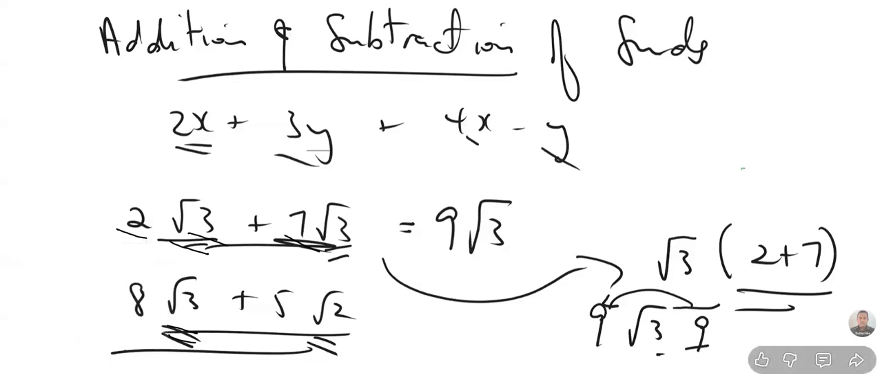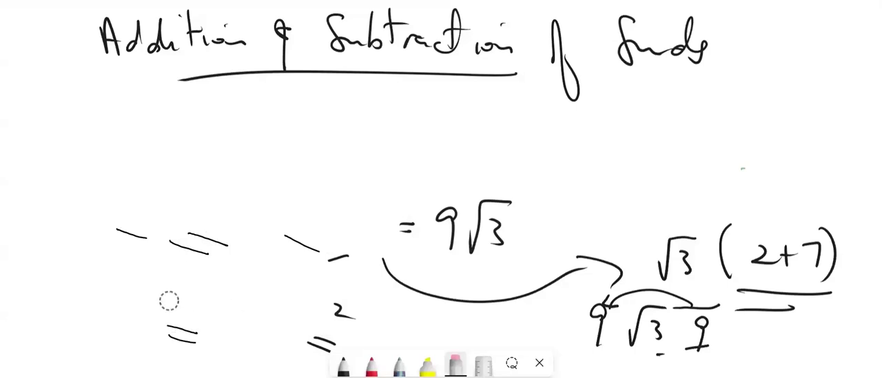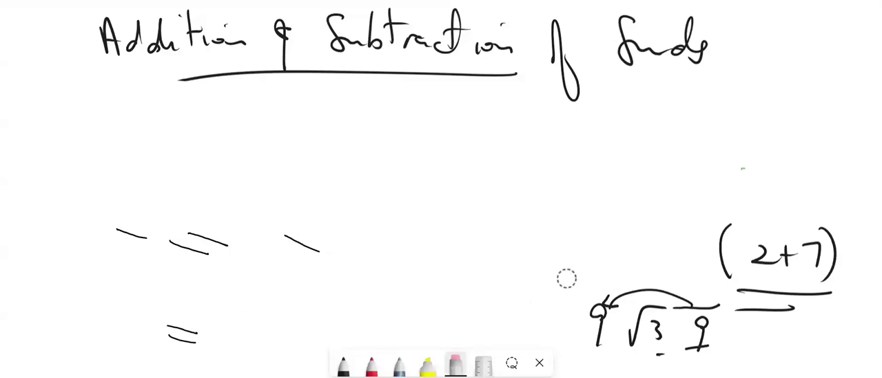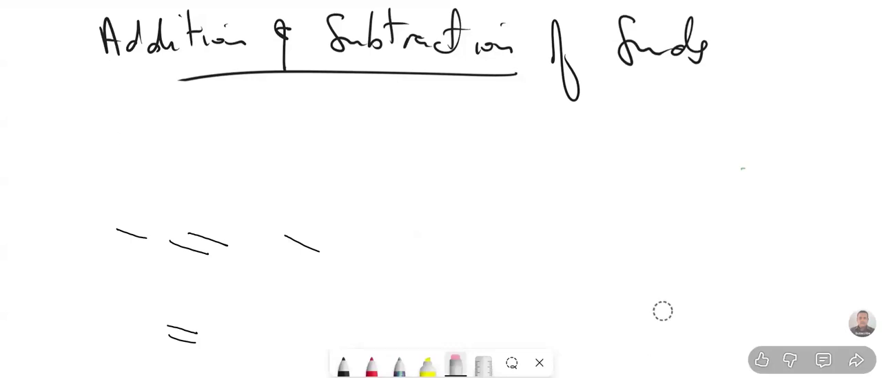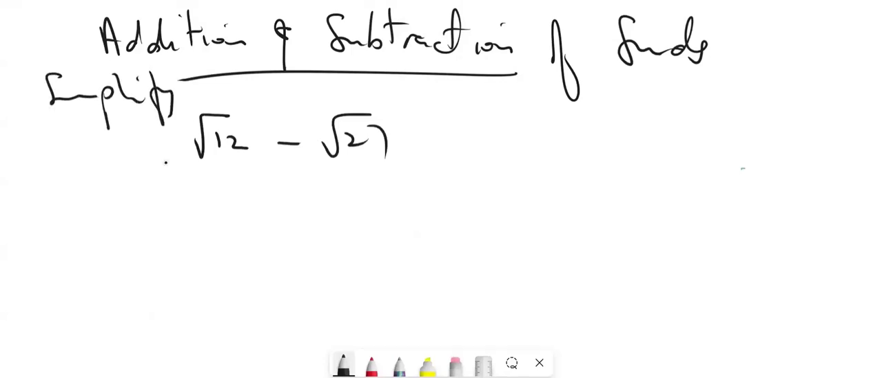They must share a like surd in each term, right? Sometimes you might have two surds that don't look alike, and it looks like you can't add them, but sometimes you can very well add them. To give you an example, you can have something like root 12 minus root 24, and somebody tells you to simplify.